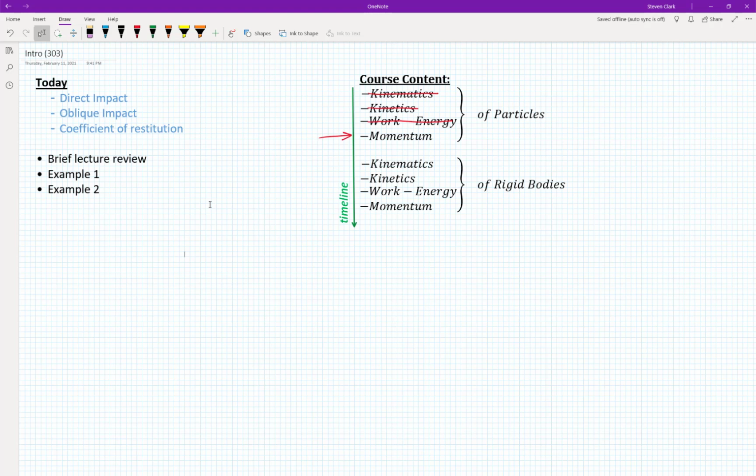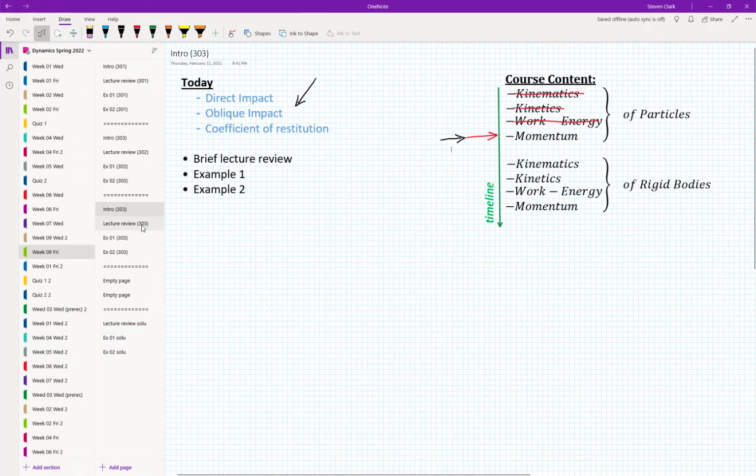Today we will talk about impacts. Namely, we will talk about direct impact, oblique impact, and coefficient of restitution. And I just want to remind you that we are still in the momentum chapter. The plan for today is a brief lecture review and then two examples. Without further ado, let's dive straight into our discussion.